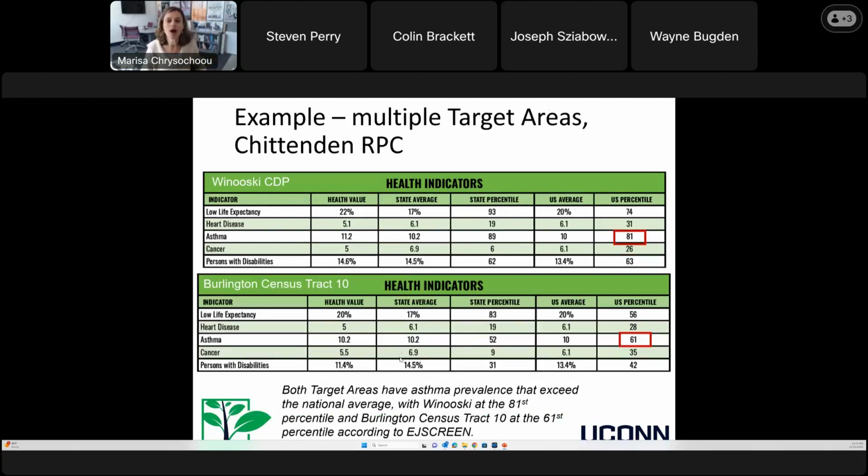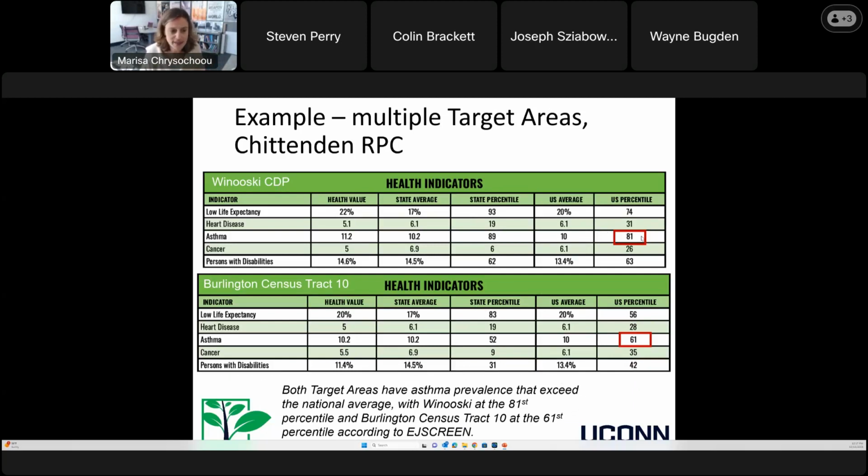This was a community-wide assessment grant from the Chittenden Regional Planning Commission in Vermont. And in this case, they had two target areas. They had the Winooski City, census designated place, as one target area. And the second target area was from Burlington, Census Tract 10. So again, these two health indicators are extracted from the EJ screen reports that we pulled in the previous webinar. And now we are looking specifically at our asthma and cancer numbers.